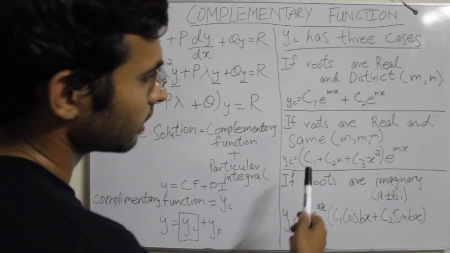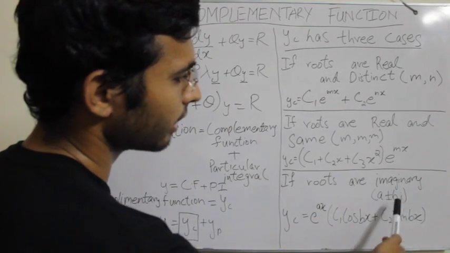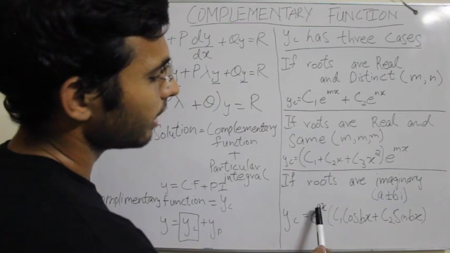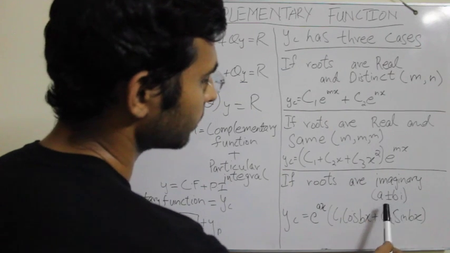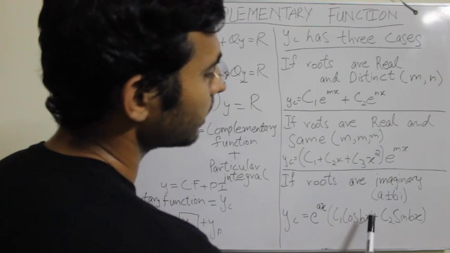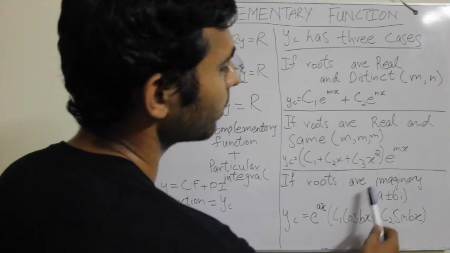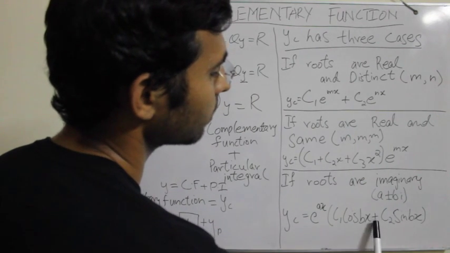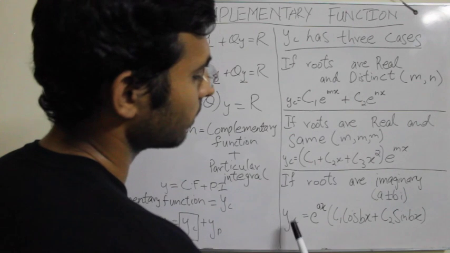Alright, so the third case says that if roots are imaginary, that is in the form a plus minus b iota, the yc will be e to the power ax. Now a is the real part of the root, and then comes c1 cos bx, where b is the imaginary part, plus c2 sin bx. No matter what the signs are here, this plus sign will not change. Whatever comes over here, it doesn't change. So that is your yc.